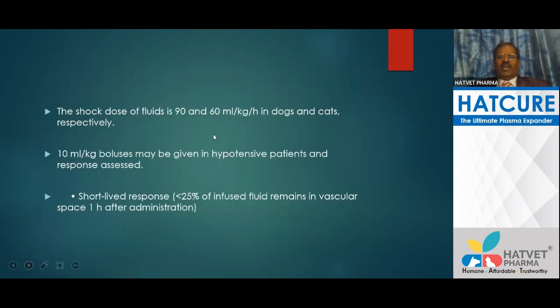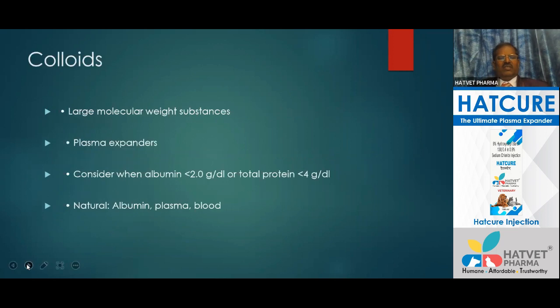The shock dose of fluid is 90 to 60 ml per kg per hour in dogs and cats respectively. A 10 ml per kg bolus may be given in the hypotensive patient and response assessed. Crystalloids give a short-lived response; less than 20% of the infused fluid remains in the vascular space 1 hour after administration.